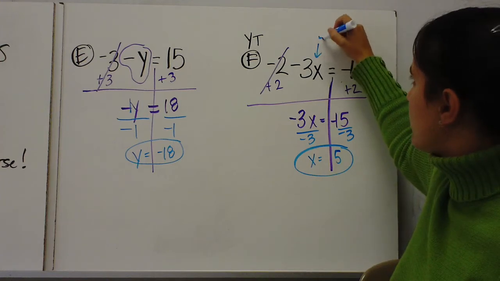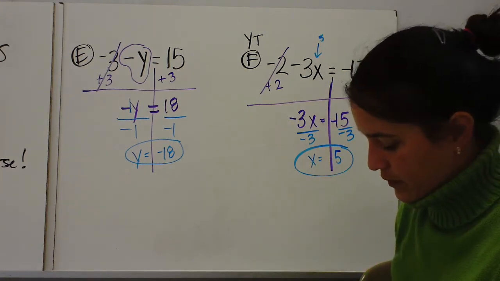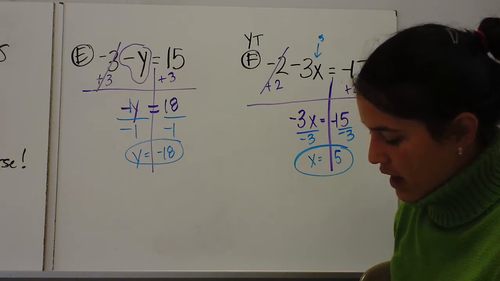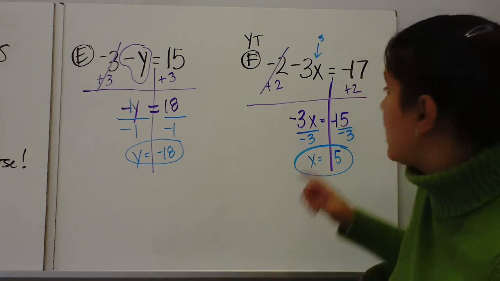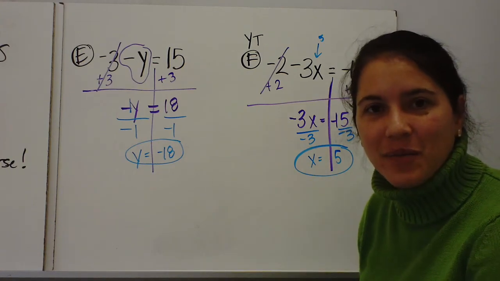To check yourself, you would put a 5 in right there. So I would type in negative 2 minus 3 times 5, and I would get negative 17, which is the answer. Alright, and we're going to practice more two-step equations.